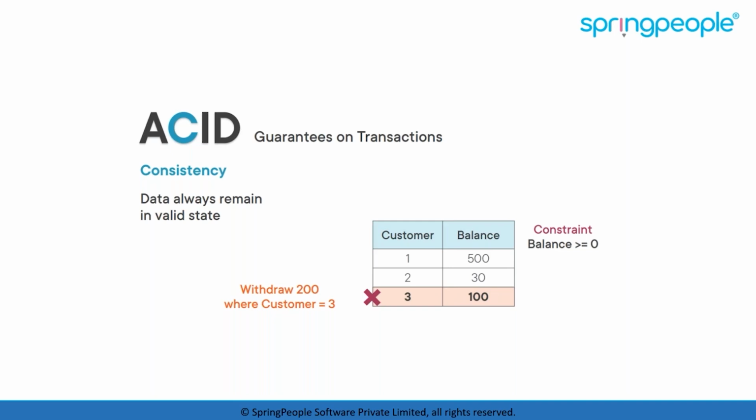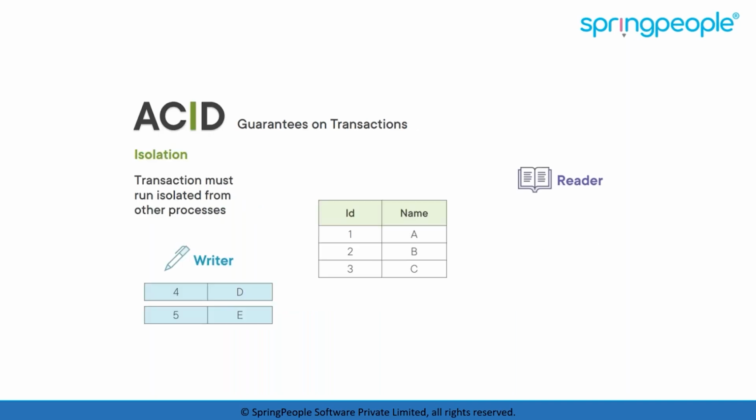Okay, suppose I have an account balance of 100. If someone tries to withdraw 200, it should not accept. This is the consistency. And then if you want to discuss isolation, isolation means independent.